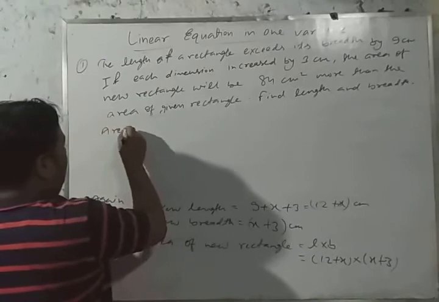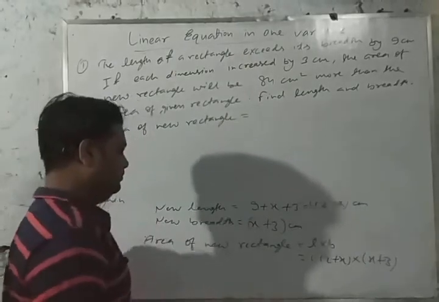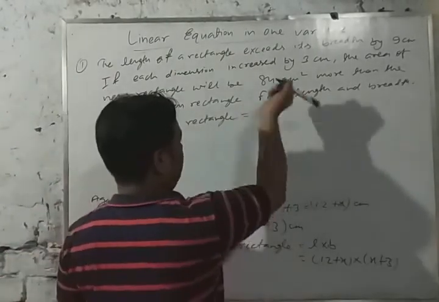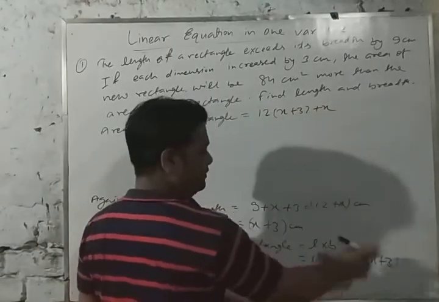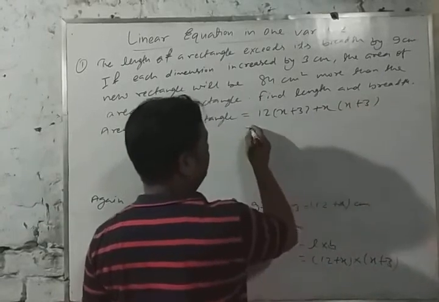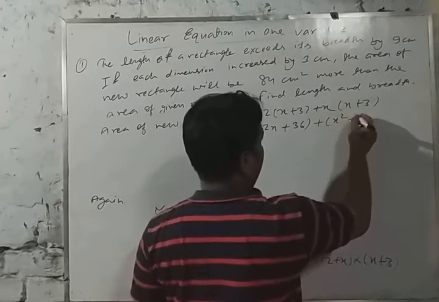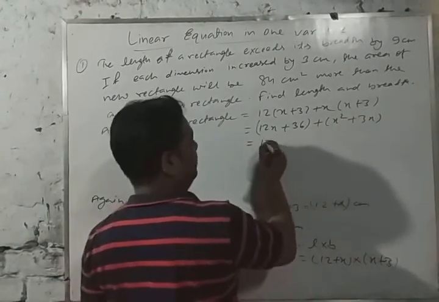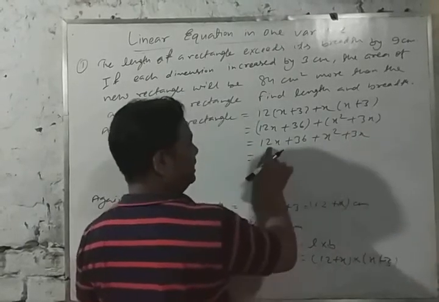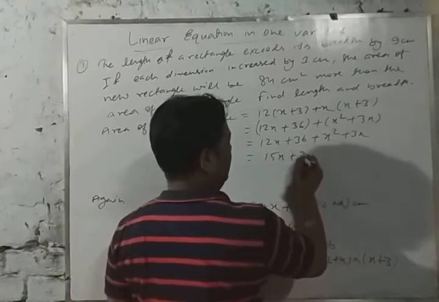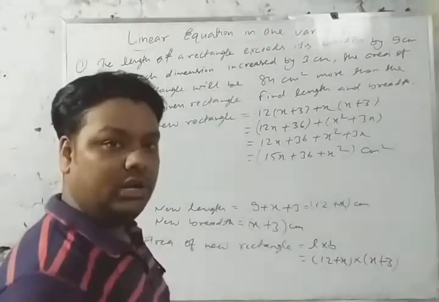Now the area of the new rectangle is equal to, at first 12 with x plus 3, and then x with again x plus 3. Distributive law: 12x plus 36, not removing the bracket, x square plus 3x. In the next step we will remove the bracket: 12x plus 36 plus x square plus 3x. Add the like terms, 12x plus 3x, 15x plus 36 plus x square centimeter square. Now we have found the new area also.